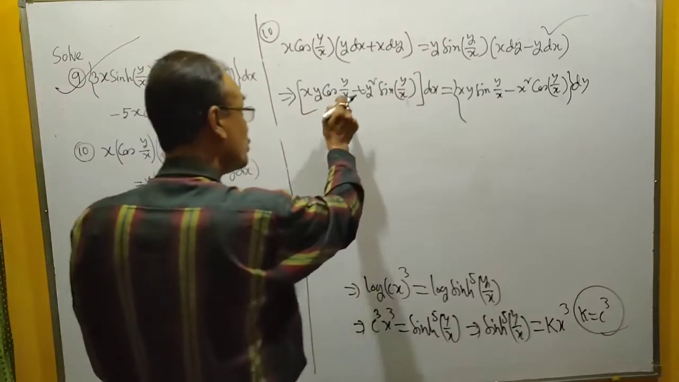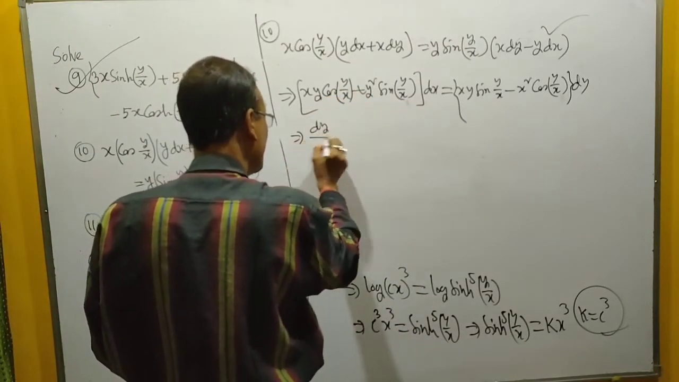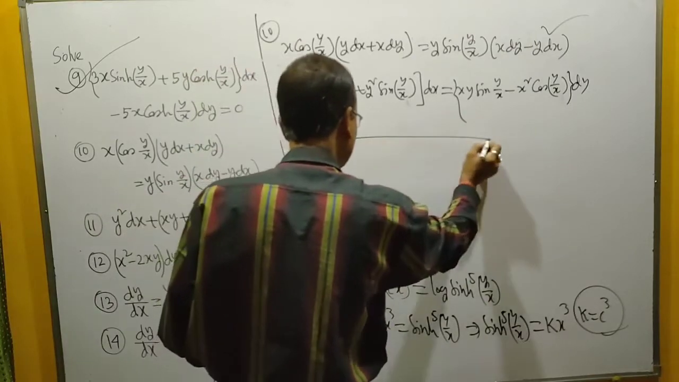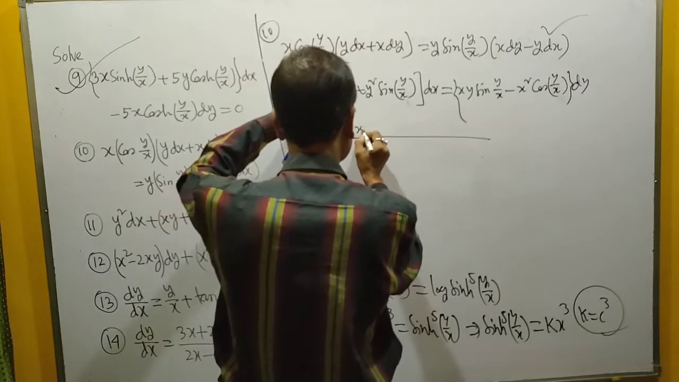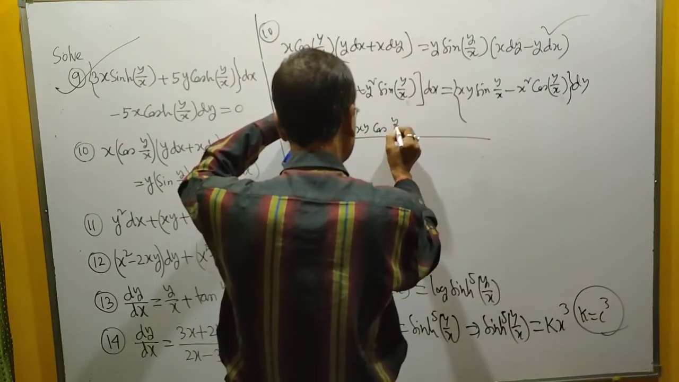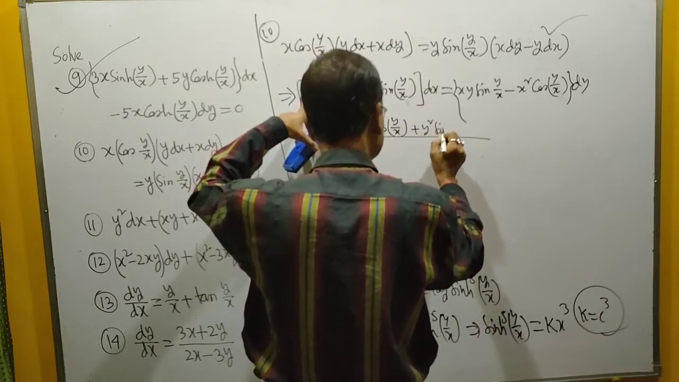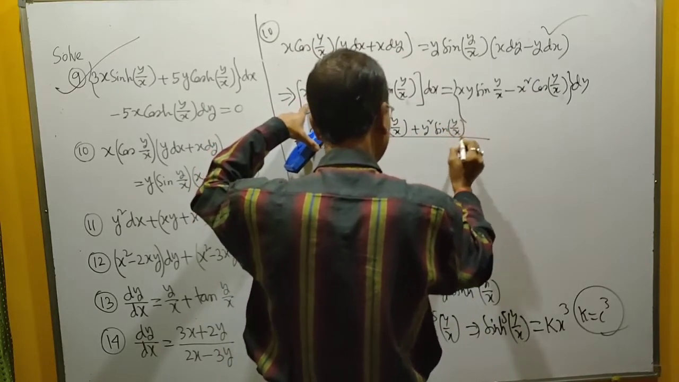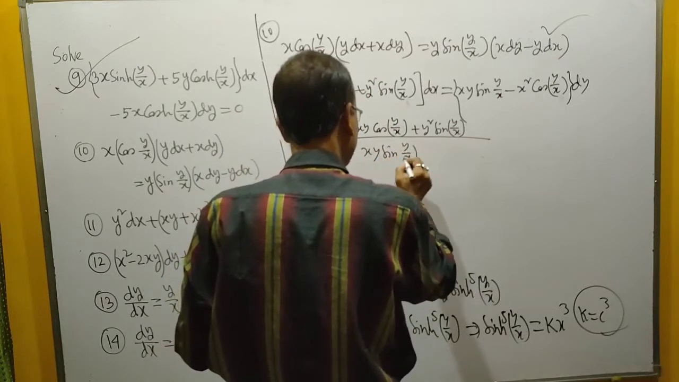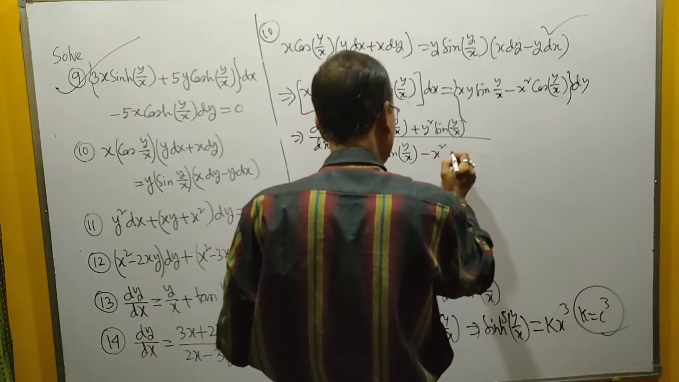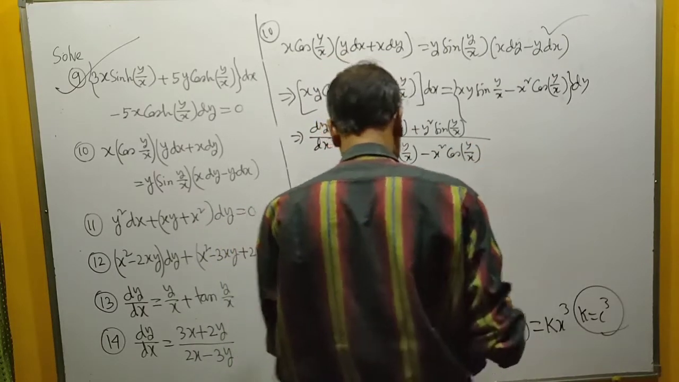Therefore, you write dy by dx equal to xy cos of y by x plus y square sin y by x divided by xy sin y by x minus x square cos y by x.